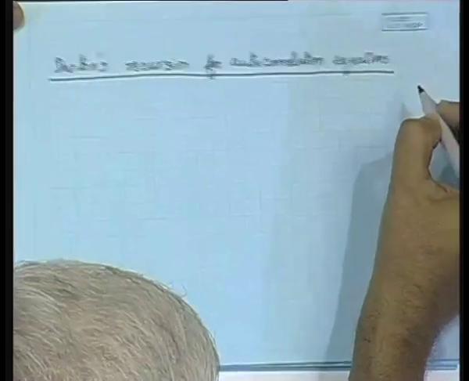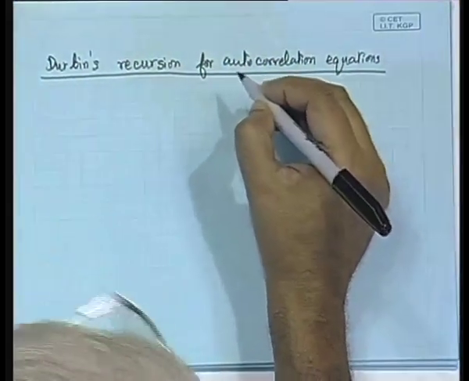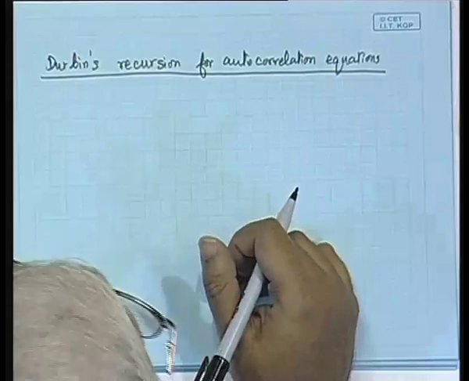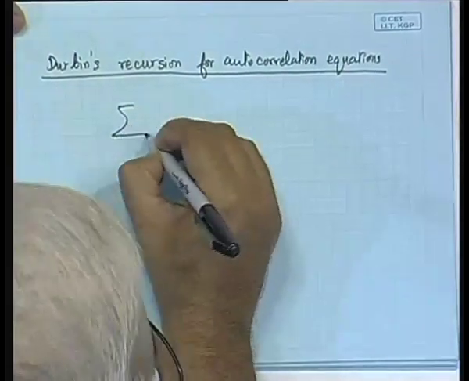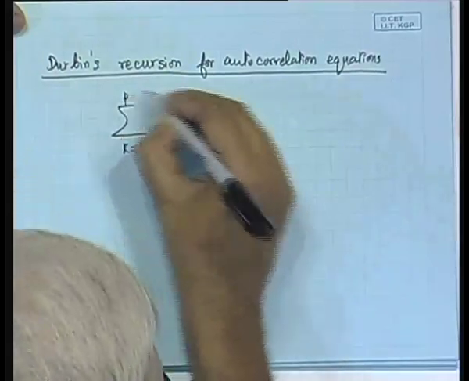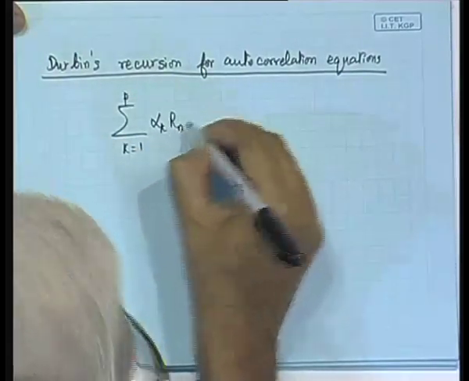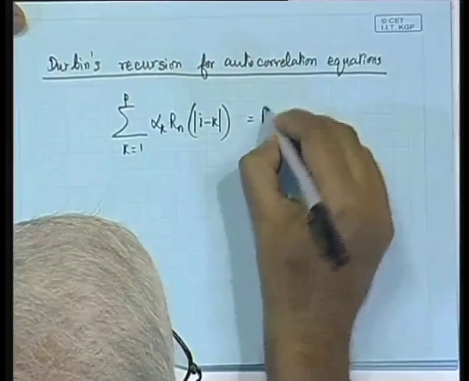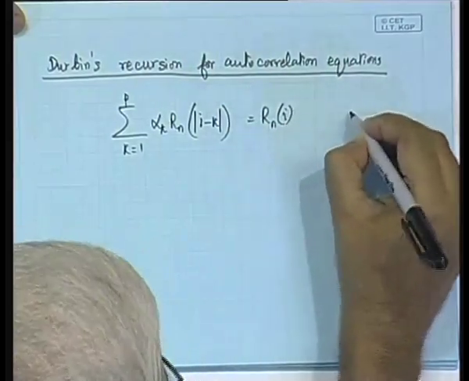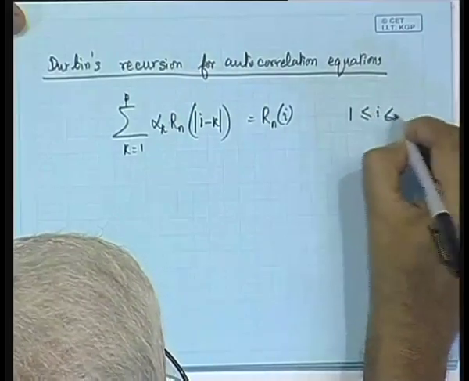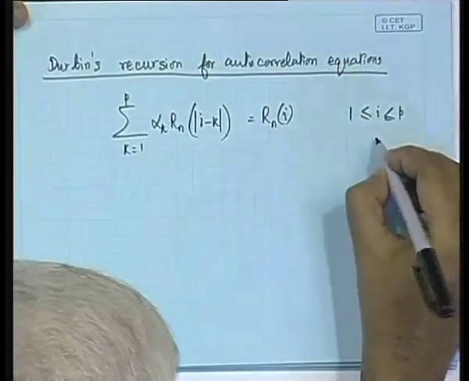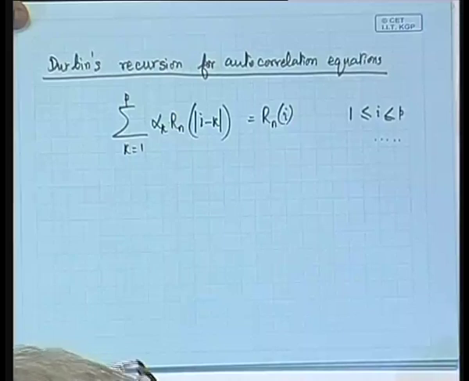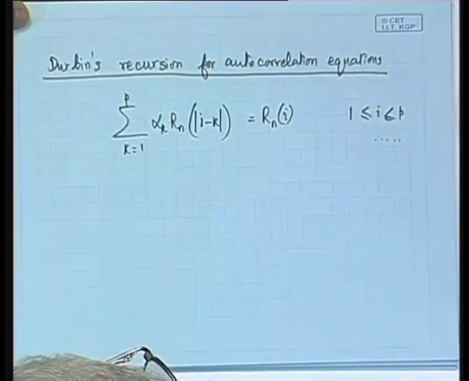And in Darwin's approach, what we do is that we first begin with the basic equation. Now the basic equation is also a set of P equations as before. So summation k is equal to 1 to P alpha k Rn mod of i minus k is equal to Rn i, with i varying from 1 to P. We did not name the equations, so let's continue to number those equations.